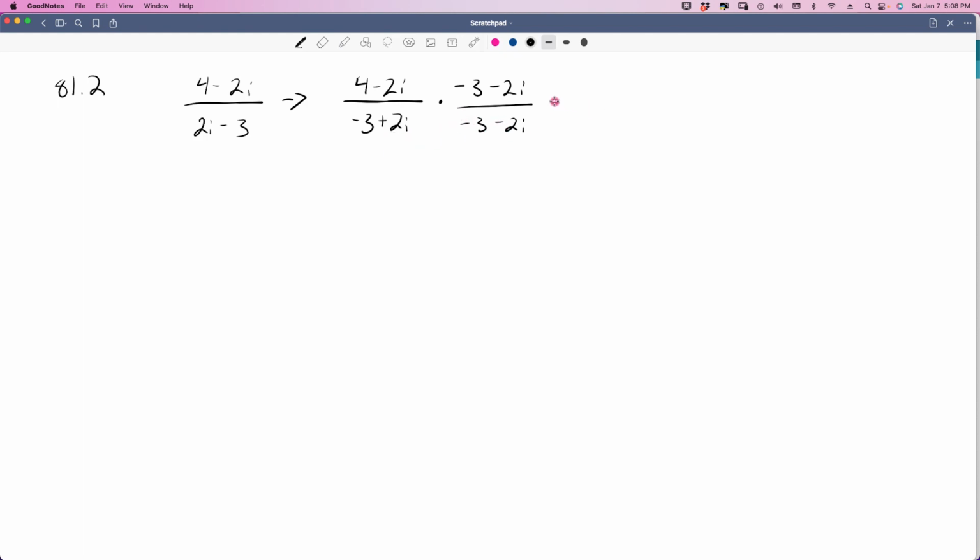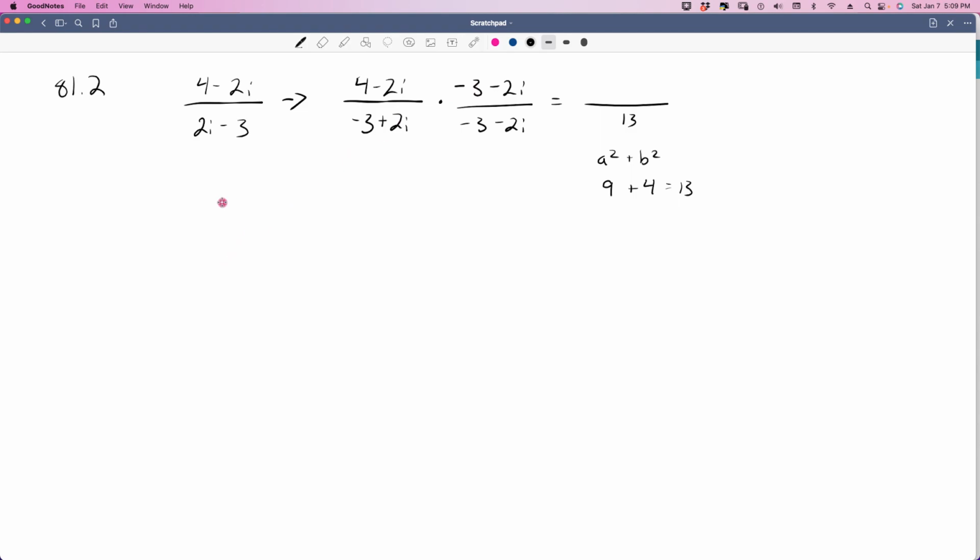So I'm going to go ahead and predict my denominator, and that is going to be a squared plus b squared. So that's going to be 9 plus 4, 13. That's what I'm predicting my denominator will be, 13.